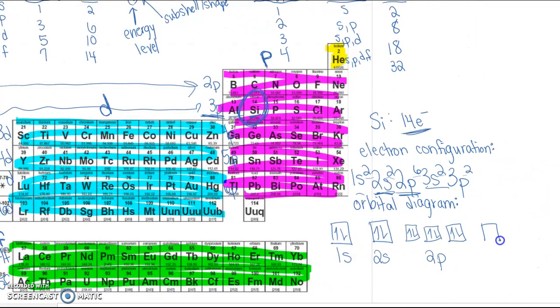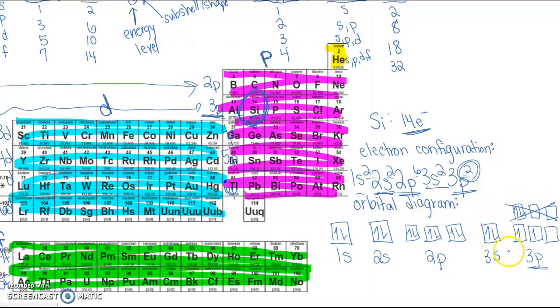Next one is 3s, and now 3p. So looking at 3p, there's only 2 electrons there. So remember, each one is going to get its own. Each box within the 3p is going to get its own before you double up. So that's how it would be. It would not look like this, right?